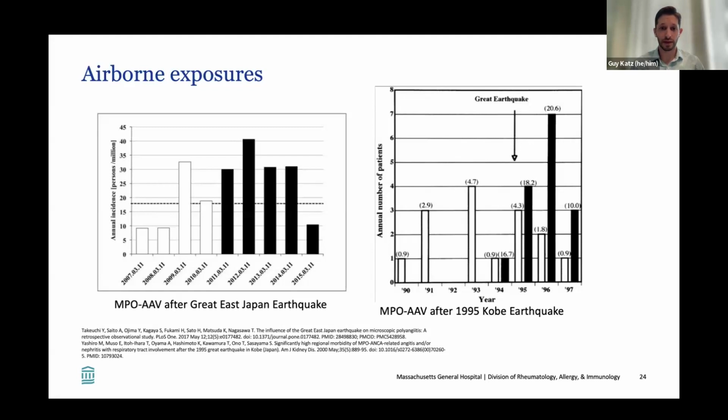And in both cases, there were a lot more cases of MPO ANCA that were identified after the earthquakes than before. Once again, I'll tell you that there was another study looking at a different earthquake that didn't show any increase in incidence of ANCA-associated vasculitis after that earthquake. So again, this is something that is regionally dependent, but does show that there are airborne exposures or other environmental exposures that probably contributed to the disease development.